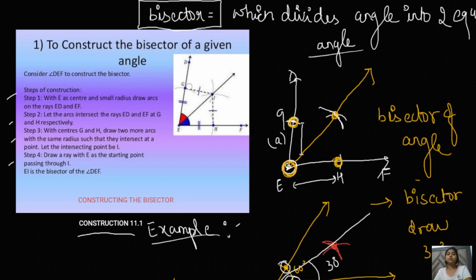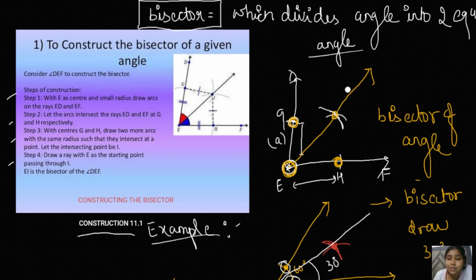What you have to do is make the two rays. By taking the center, open the compass at any particular distance. Then draw the arc by putting the pointer at point E, and draw the arc on ED which intersects at G. Then again draw an arc with a similar distance for point H. Then put the pointer at point G, and with the same distance make an arc. Then put the pointer at H, and with the same distance make another arc.